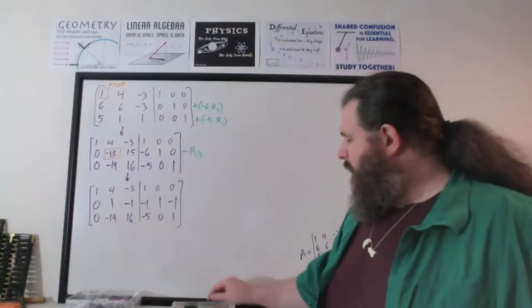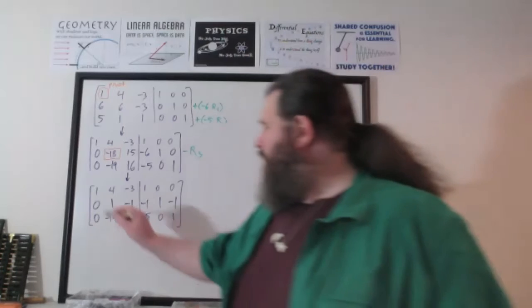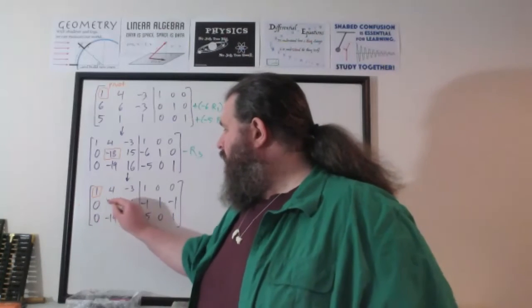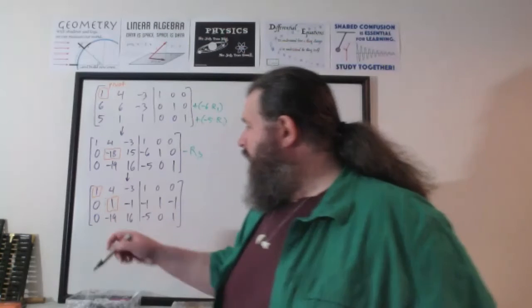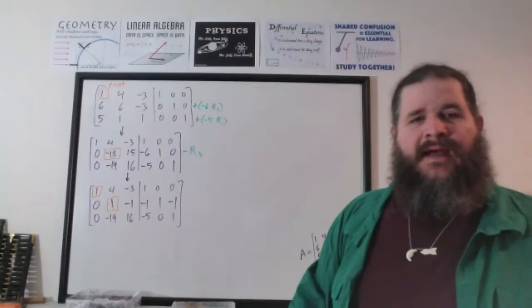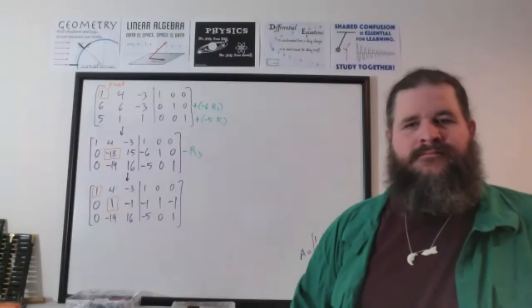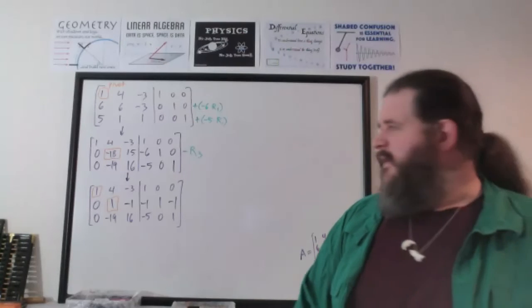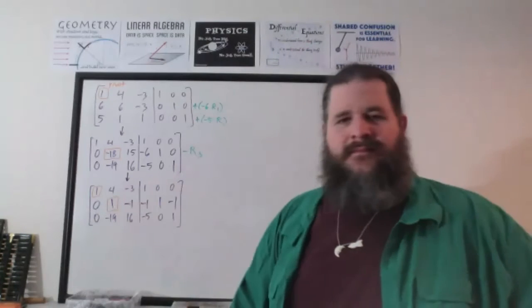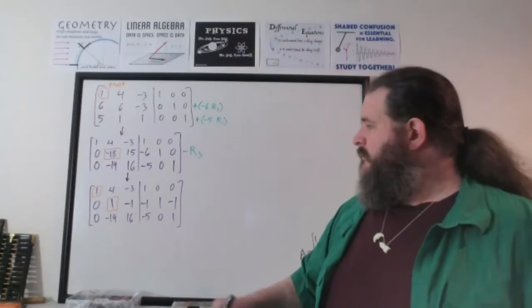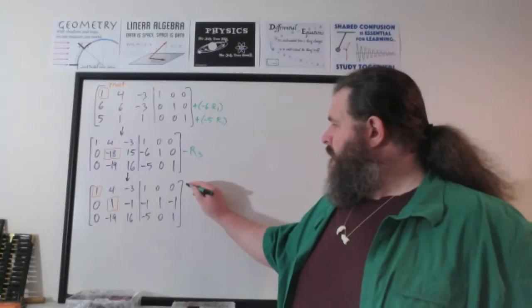And at this point, we now have a 1 in the pivot space. This pivot is a 1 and alone in its column. This pivot is a 1. It's not alone in its column yet. So what do we need to do to fix that? How could we get rid of this 4 here? Multiply row 2 by negative 4 and add it to row 1.